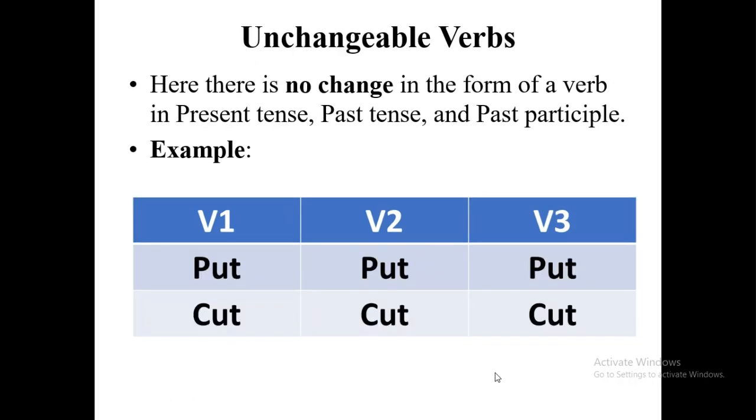The next is unchangeable verbs. There is no change. We don't find change in the form in V1, V2 and V3. In the present form, past form and past participle form, we don't find much change. For example: put, put, put; cut, cut, cut.